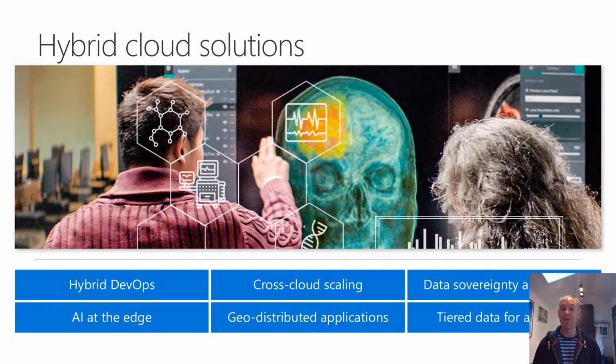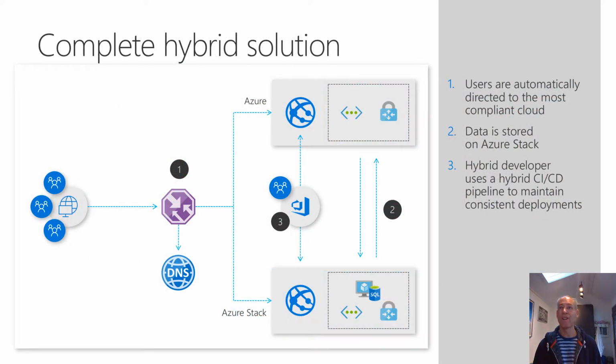There's an interesting AI at the edge scenario where you want to conduct some AI operations and take advantage of the stronger machine learning capabilities in public Azure. There's a solution for geo-distributed applications for globally distributing between Azure and Azure Stack. And there's a tiered data solution for performing some analysis at the edge and additional analysis in the public cloud. I'm going to go through really quickly just to give you a flavor for them.